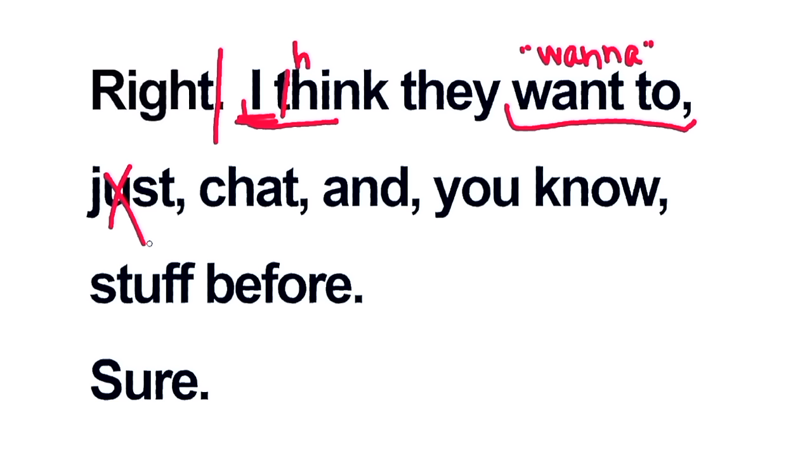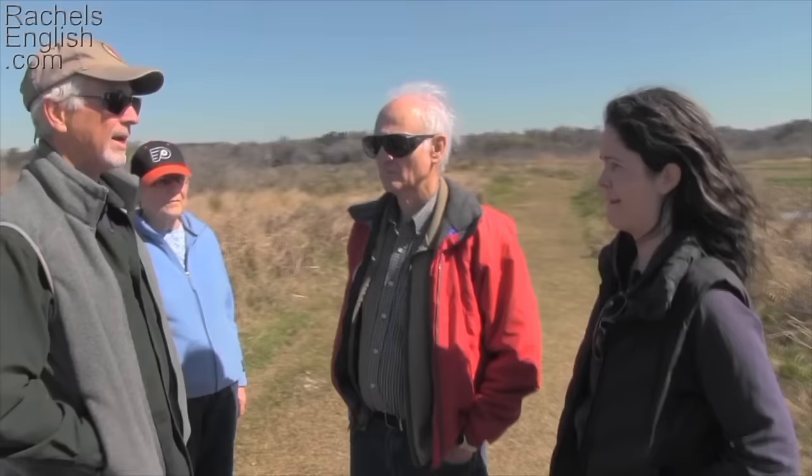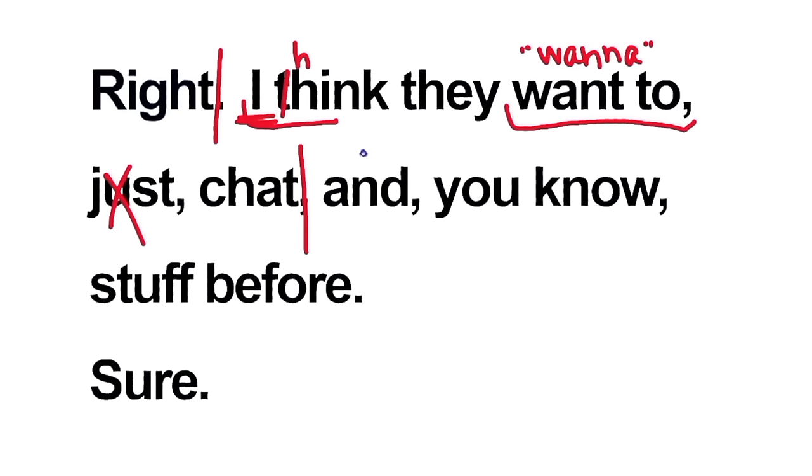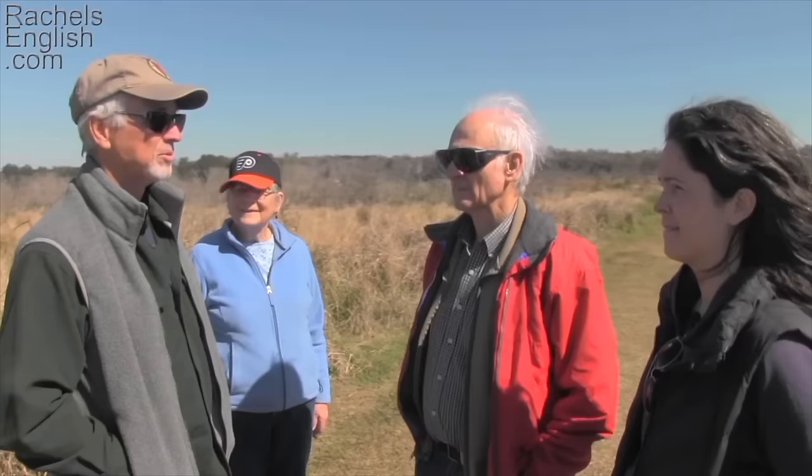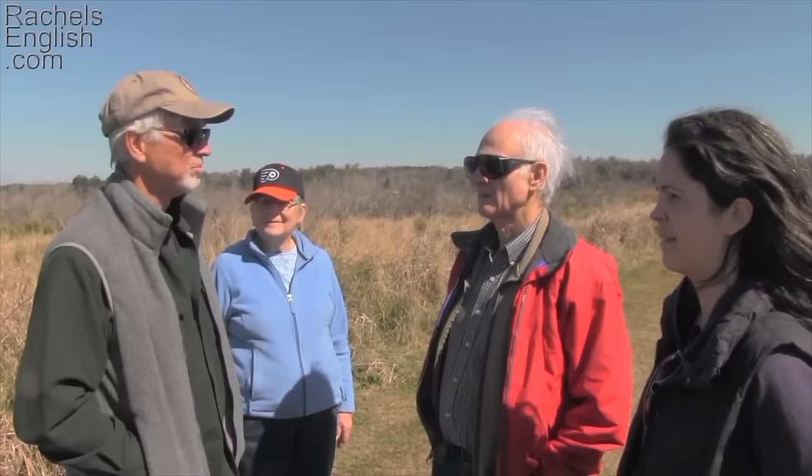Chat, another stop T at the end of this thought. The word and was very reduced to just the schwa n sound. Chat and... You know, stuff. Did you notice that this was the schwa and not the u as in boo vowel? You know. We pronounce these two words together this way all the time. You know, stuff before. Sure.